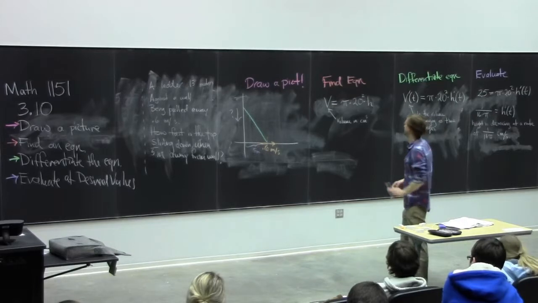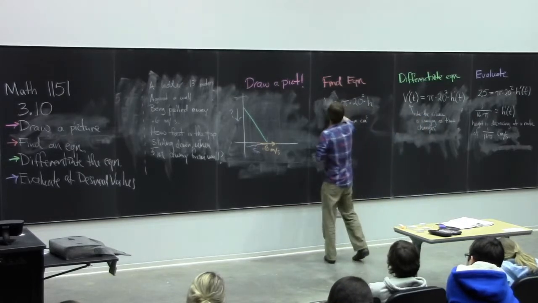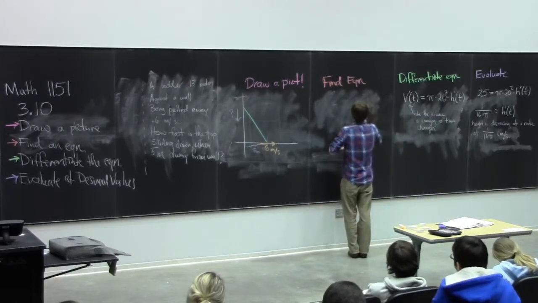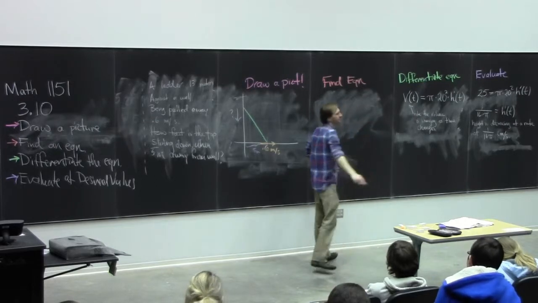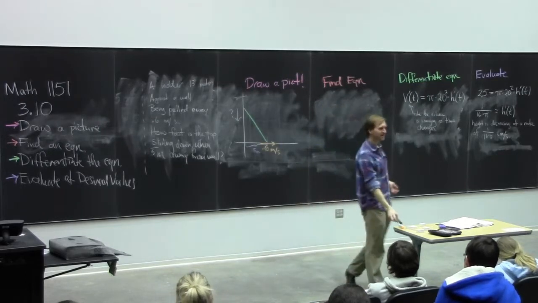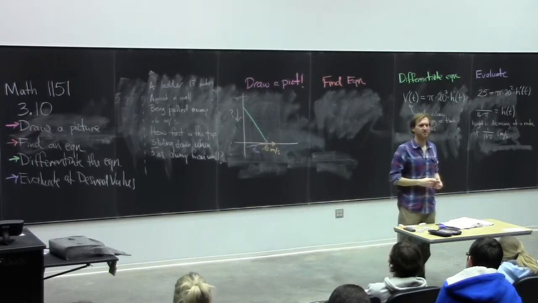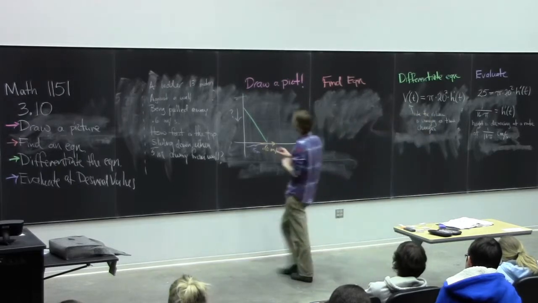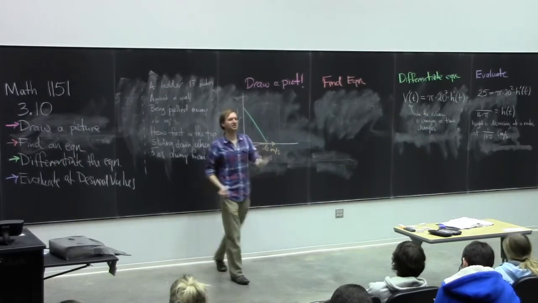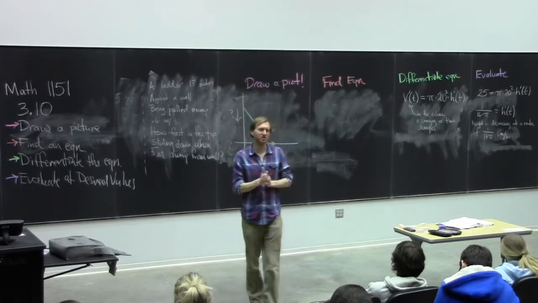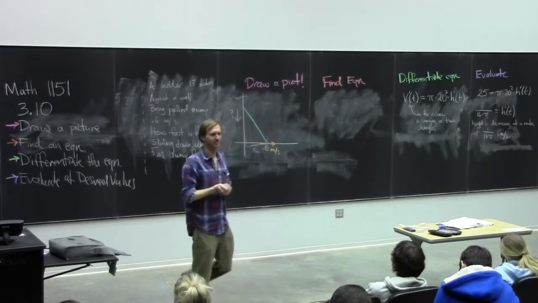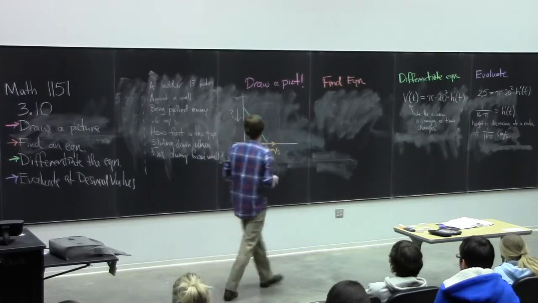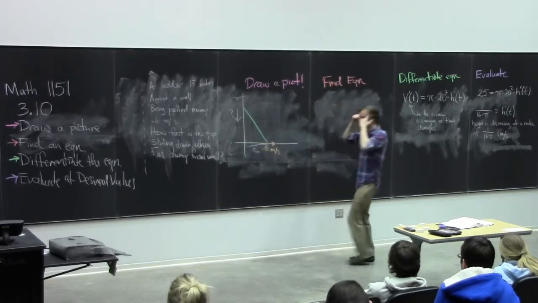Find an equation. What famous theorem of mathematics do you think we're going to use? We're going to use the Pythagorean Theorem because this is a right triangle. You try to use the Pythagorean Theorem as much as you can in any of these related rates problems.